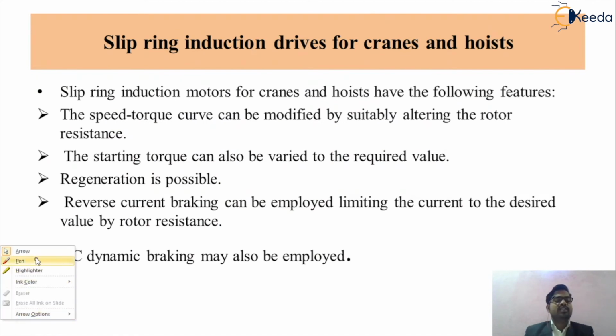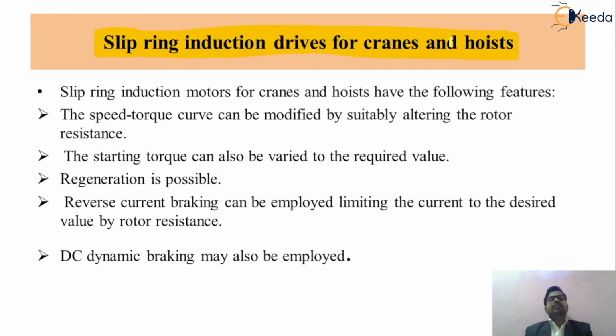So what is the difference between slip ring and squirrel cage induction motor? According to construction, the rotor construction of the squirrel cage and slip ring induction motor is different. The rotor of a squirrel cage induction motor is in the shape of a squirrel cage, and the rotor of the slip ring induction motor is a wound rotor. So basically the slip ring induction motor is preferred in cranes and hoists.